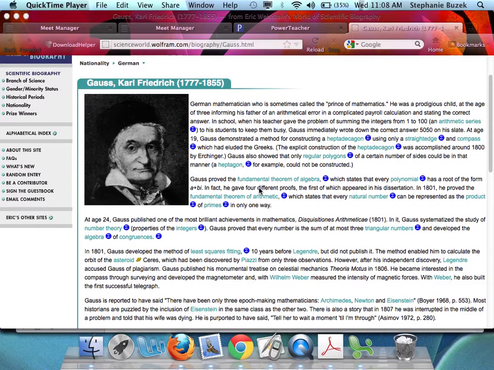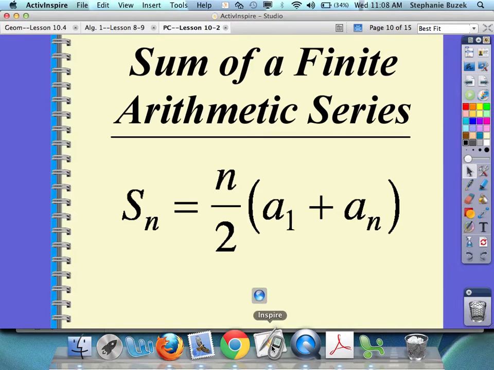One of the interesting things, if you notice, is that at the age of 3, he informed his father of an error in a complicated payroll calculation and stated the correct answer at 3. In school, when his teacher gave the problem of summing the integers from 1 to 100 to keep his students busy, he immediately wrote the answer down: 5,050. So this is a pretty smart kid. And that 5,050 is actually that formula that you wrote down yesterday. So let's look back at that formula, and let's figure out how he came up with 5,050 so quick.